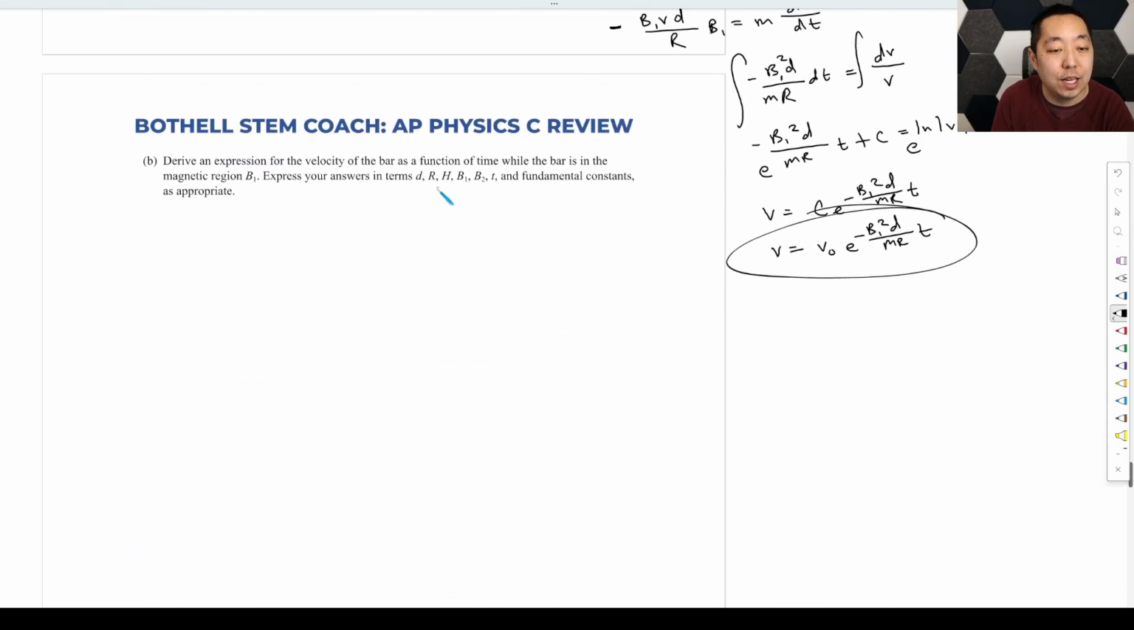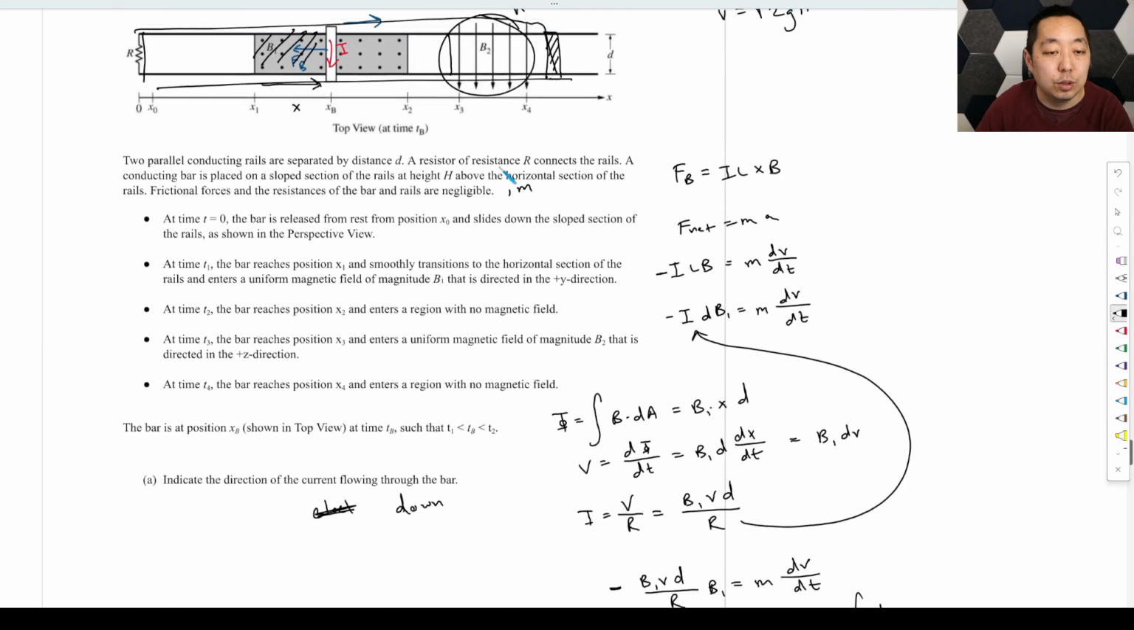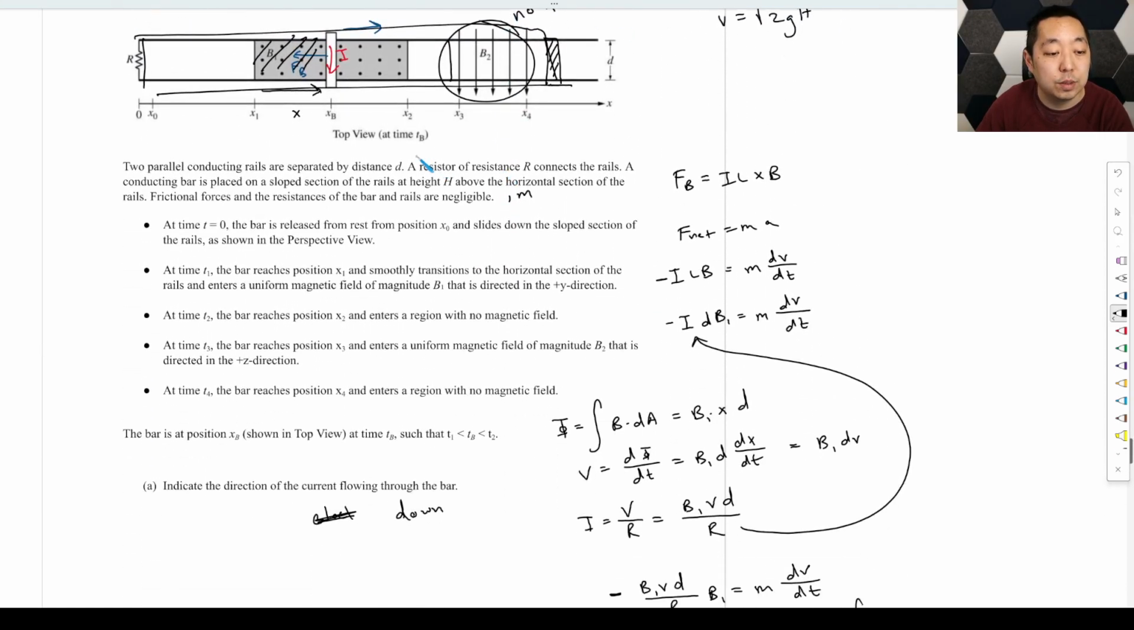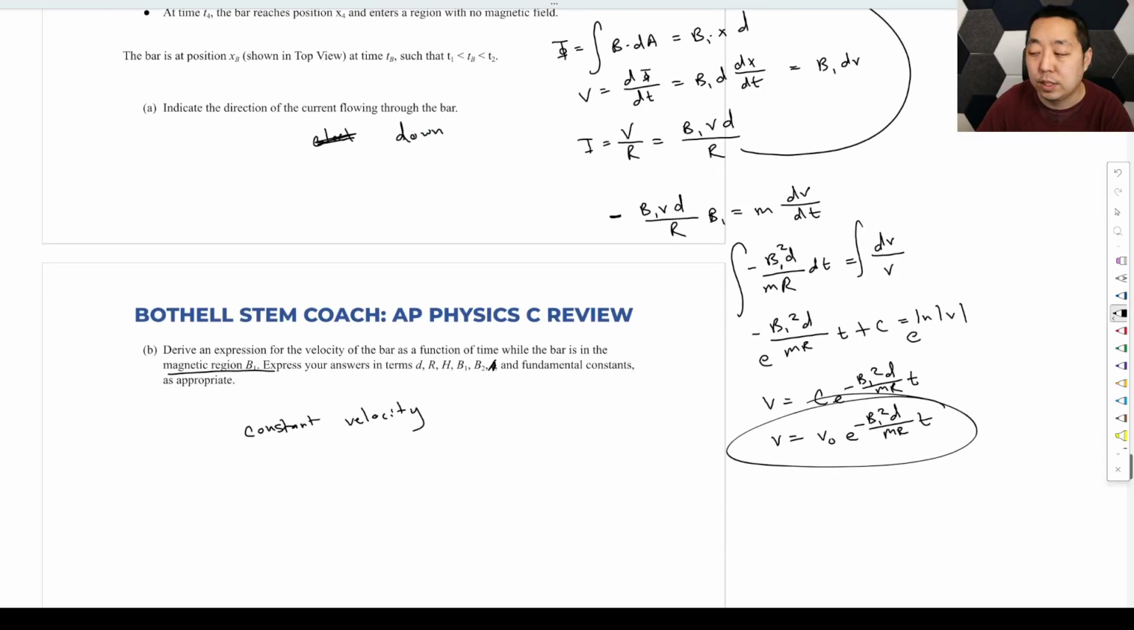So the velocity of the bar is a function while it's in the magnetic region B1. We just need to find the velocity. It'll move at constant velocity. And sorry, I meant to say that you can use the time variables maybe on this one. Let me double check real quick.